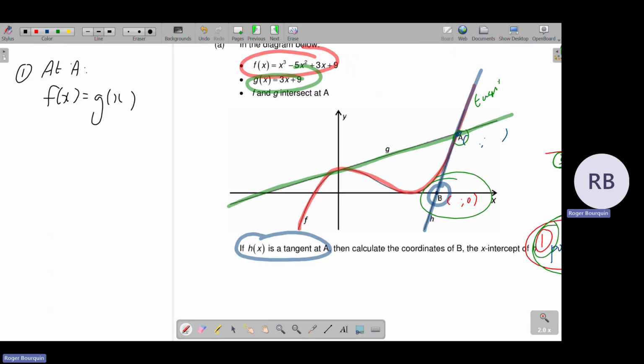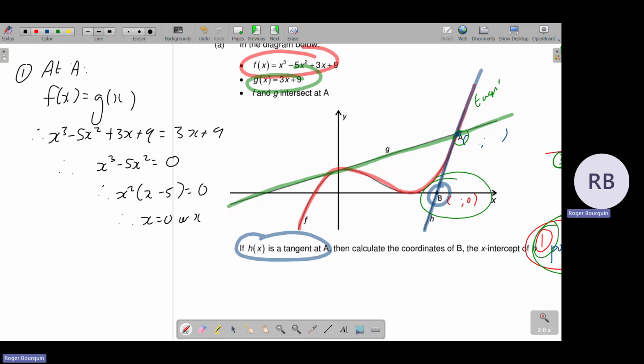Yes. So I've got x cubed minus 5x squared plus 3x plus 9 is equal to 3x plus 9. So the 3x plus 9 is going to disappear and you're going to be left with x cubed minus 5x squared is equal to 0. We don't need a calculator. Take out x squared, you're left with x minus 5. So x is equal to 0 or x is equal to 5.